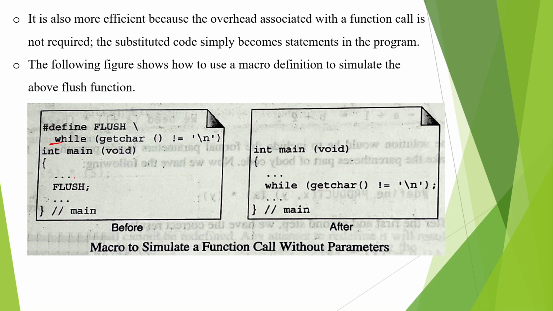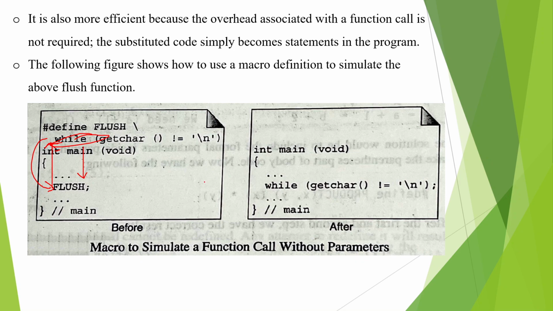So here, jumping from here to there and returning does not happen. What will happen? This entire code will come over here like this. You can see here they have mentioned clearly. So this is before the pre-processing and this is after the pre-processing.